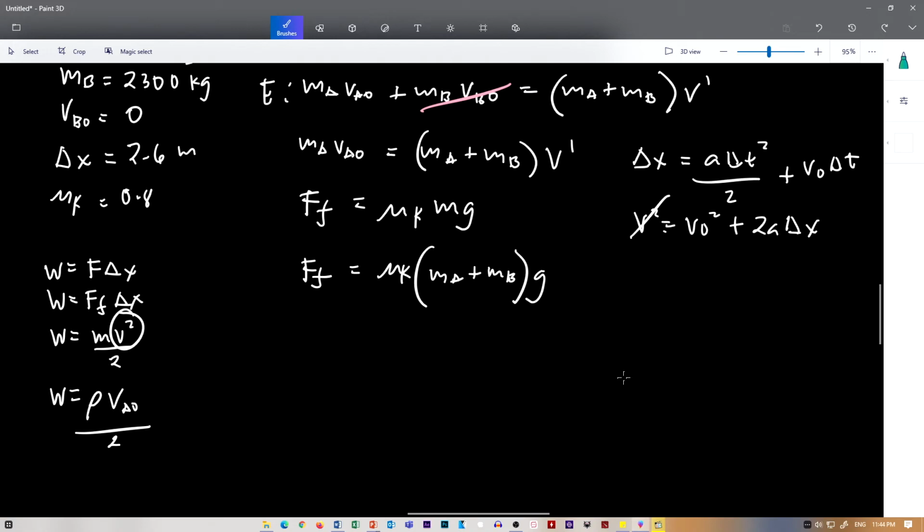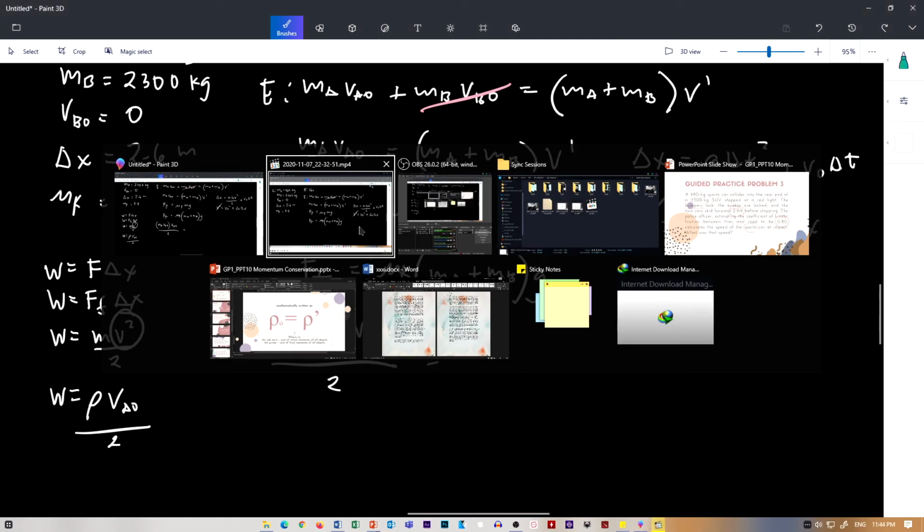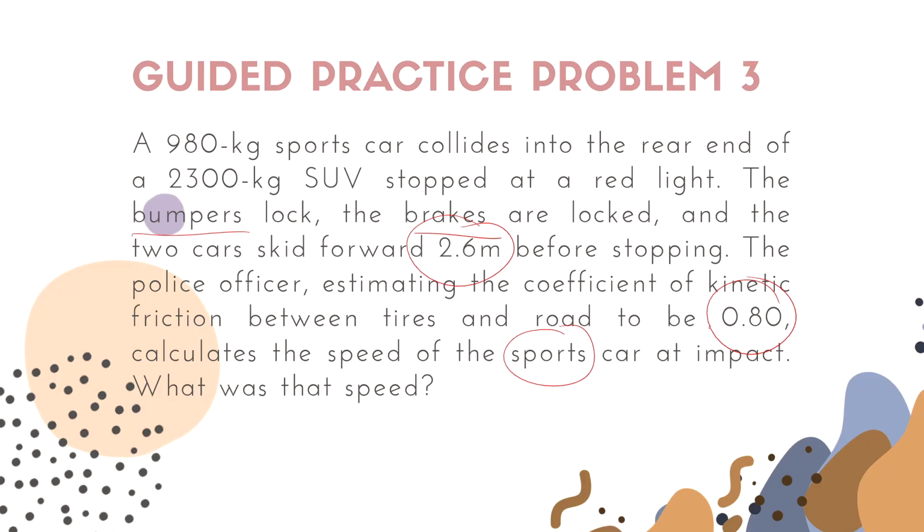So here, let's do that. So we have rho, which is m sub a v sub a sub 0. So that's our rho multiplied by v sub a sub 0 over 2 is equal to, so we have friction force here already. So what do we need is the displacement, which is provided on our given. Wait, is the coefficient correct? Wait. Where's that? Here. 0.80.